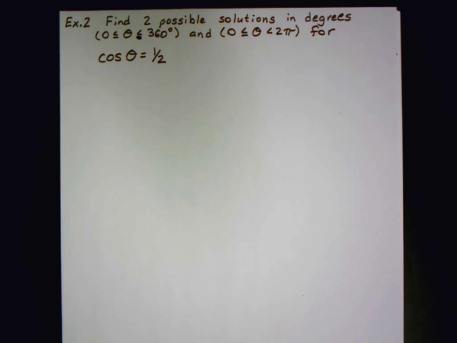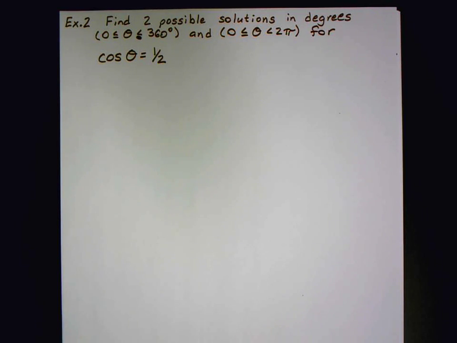Find two possible solutions in degrees and in radians for cosine theta equals 1/2. Now, this is kind of leading up to something we're going to do in the next chapter, but we can already do this. This is good practice. This goes back to your unit circle, so if you have that in front of you, that'll be good. I don't, so I have to use my head, but I'll draw it out for you a little bit as we go.